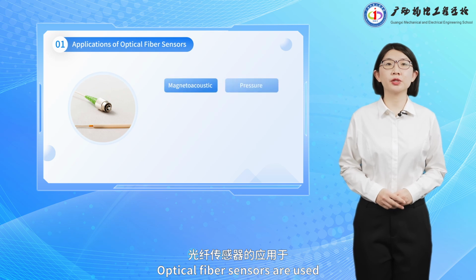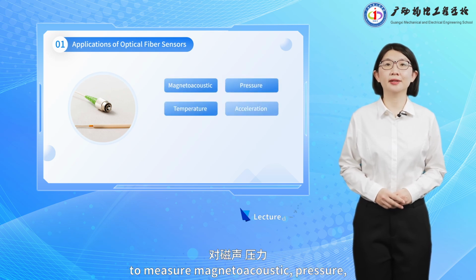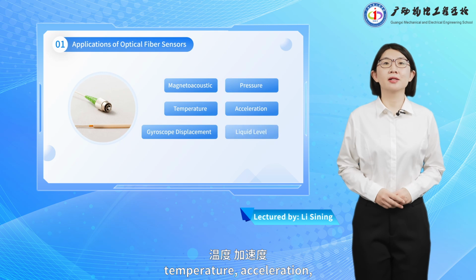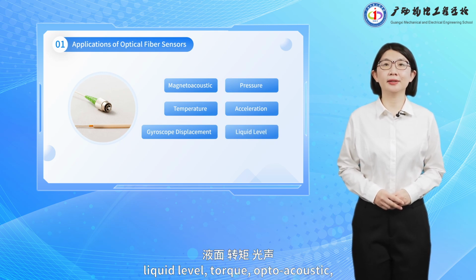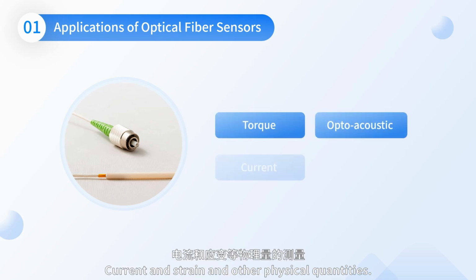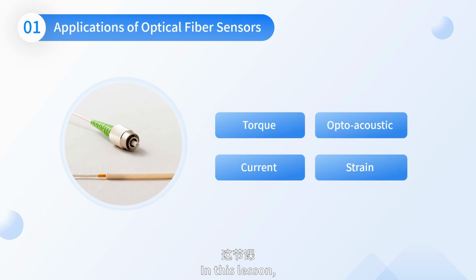Optical fiber sensors are used to measure magnetoacoustic, pressure, temperature, acceleration, gyroscopic displacement, liquid level, torque, optoacoustic, current and strain, and other physical quantities. In this lesson, let's learn the applications of optical fiber temperature sensors, working principles, applications of optical fiber liquid level sensors, as well as the optical fiber turbine flow meters.